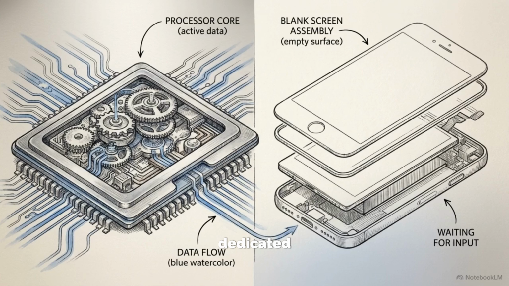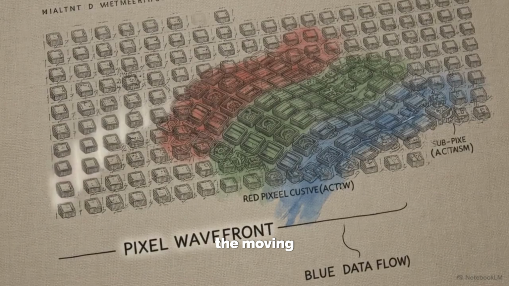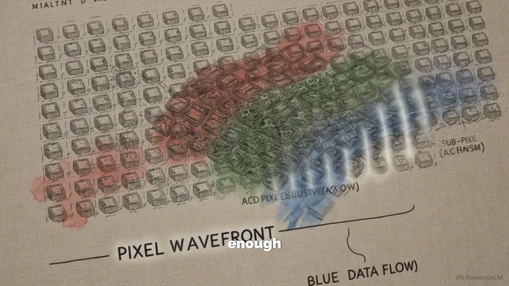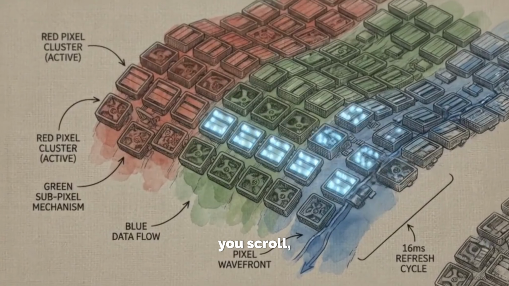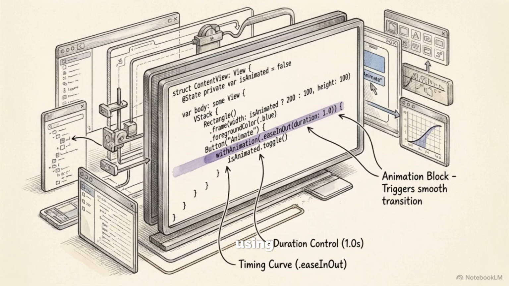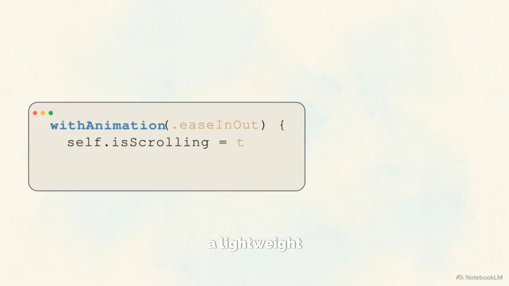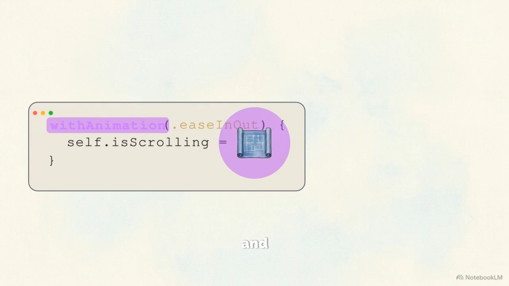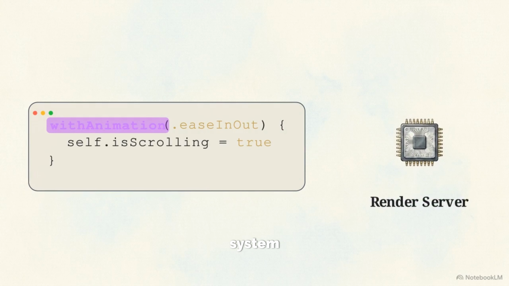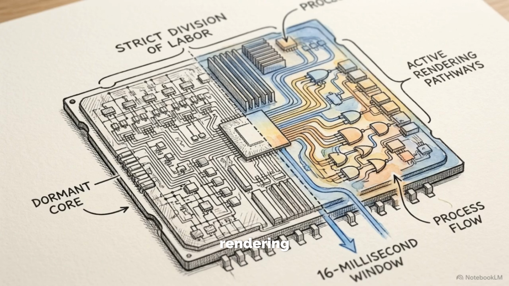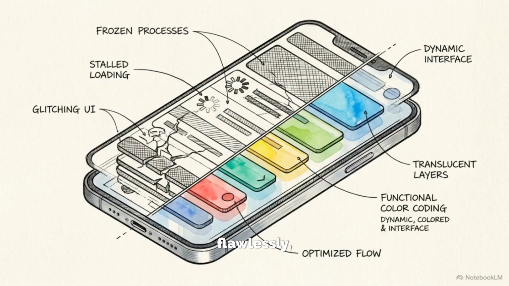Giving the processor dedicated time is only half the solution. The phone still has to physically draw the moving pixels onto the screen fast enough to keep pace with your hand. When you scroll, the application you are using isn't actually calculating the pixel colors. Instead, it generates a lightweight set of instructions, a blueprint, and hands it off to an entirely separate system called the render server. By isolating the visual drawing onto dedicated rendering hardware, the animation continues flawlessly even if the main app hangs up trying to load a photo or fetch a database query.